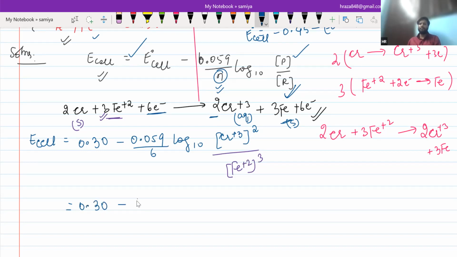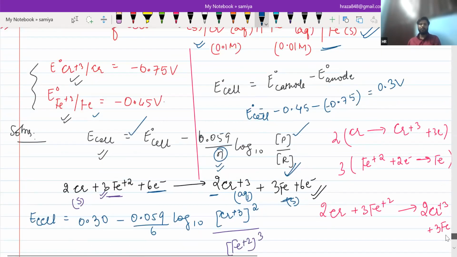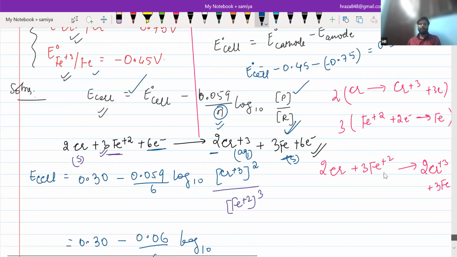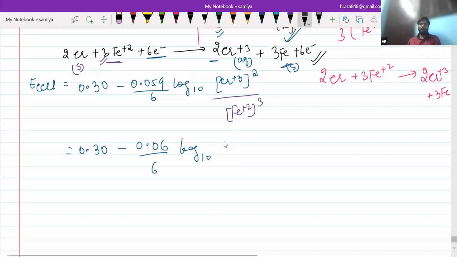0.30 minus, I'm just going to round it off, 0.06 upon 6 log to the base 10. Now tell me the value of Cr+3. Can anyone tell me? See the question, Cr+3 is 0.1. So 0.1 can be written as 10 raised to the power minus 1, raised to the power 2, and Fe+2 is 0.01, that means 10 raised to the power minus 2, raised to the power 3. Again going to solve it.